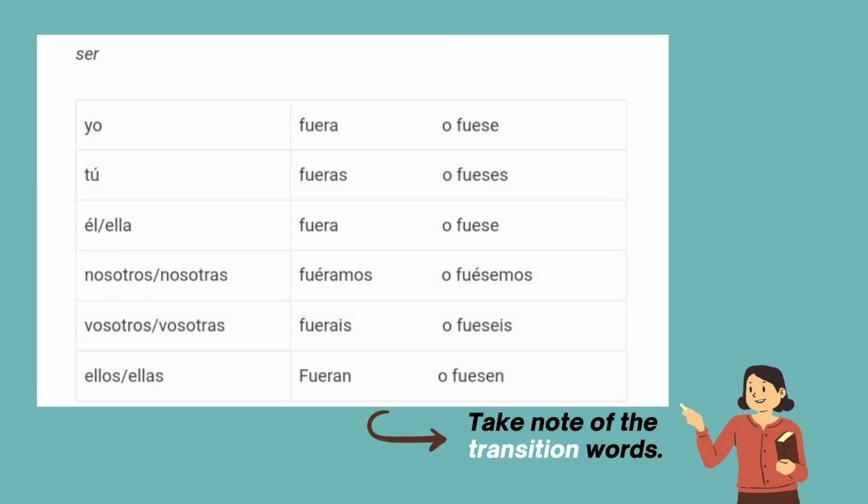For irregular verb ser, yo fuera o fuese, tú fueras o fueses, ella fuera o fuese, nosotros, nosotras fuéramos o fuésemos, vosotros, vosotras fuerais o fueseis, ellos, ellas fueran o fuesen. As you can see, it is identical to the irregular verb ir.